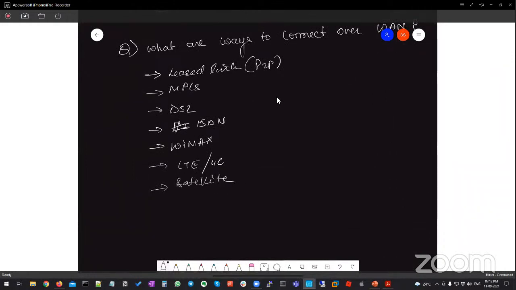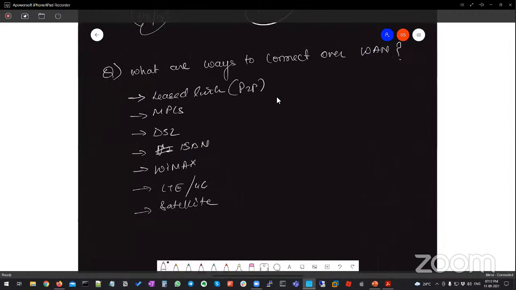So these are some different ways over which we can connect over WAN. You can keep adding to the list. Let me first clear one myth: your SD-WAN solution is not going to replace any one of these.